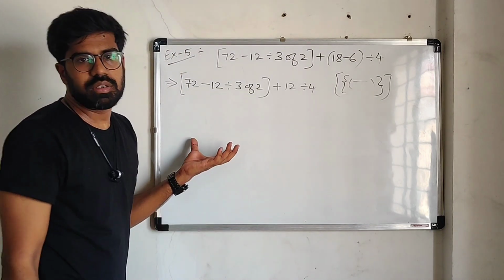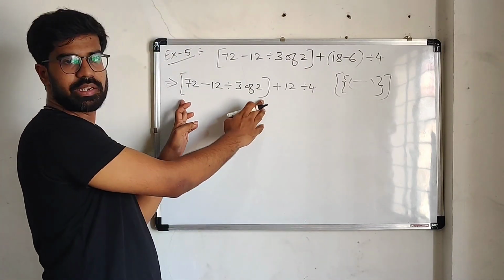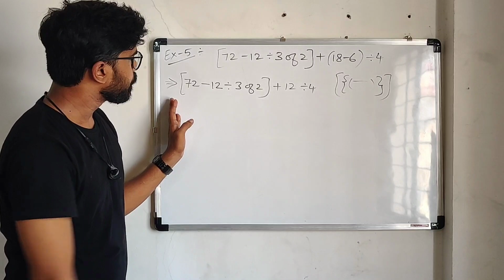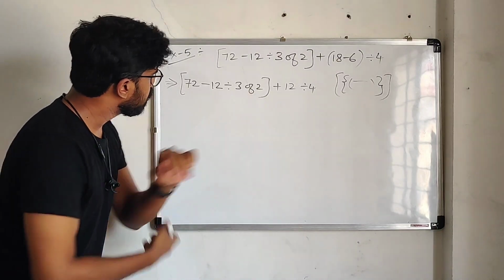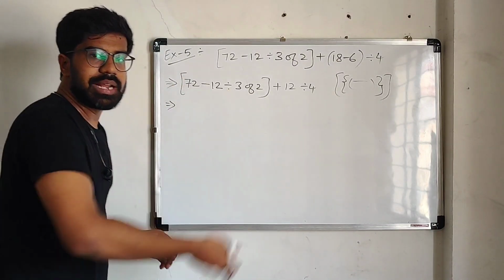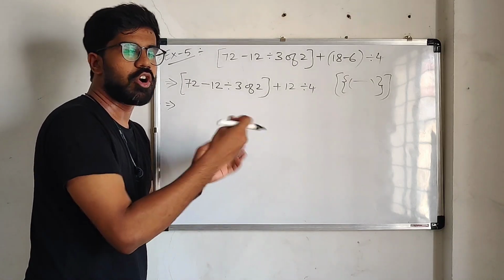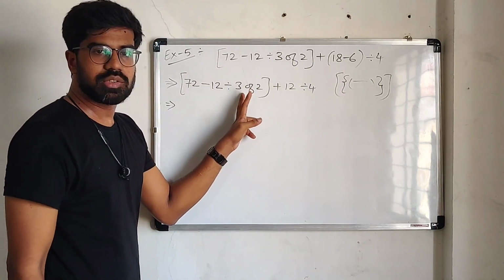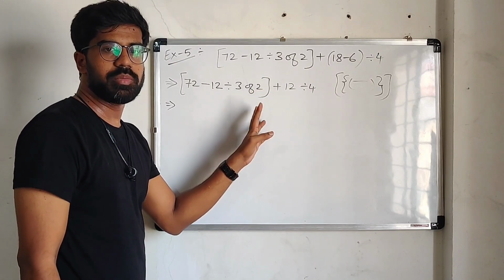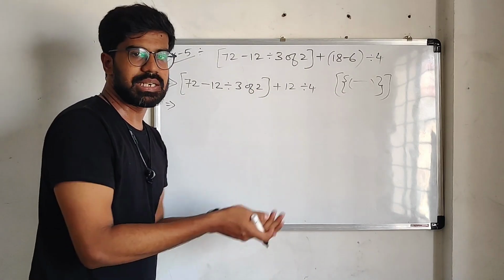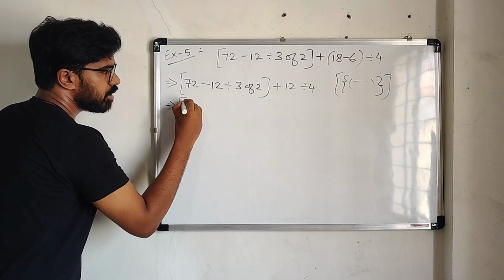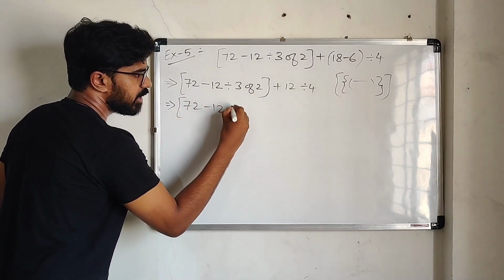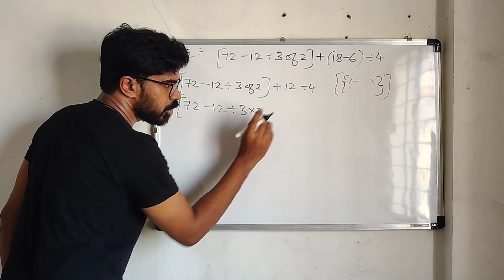Is the brackets over? Not yet over. Still we have to solve this bracket, right? So we'll jump into that one. So what to solve over here now? So we will be solving inside the bracket. What comes? Do we have the word off after bracket? B, O, there is no. Here it is 1, so 3 off 2. What do you mean by off? Off simply means multiply. So what I will be writing over here? 72 minus 12 divided by 3 into 2.